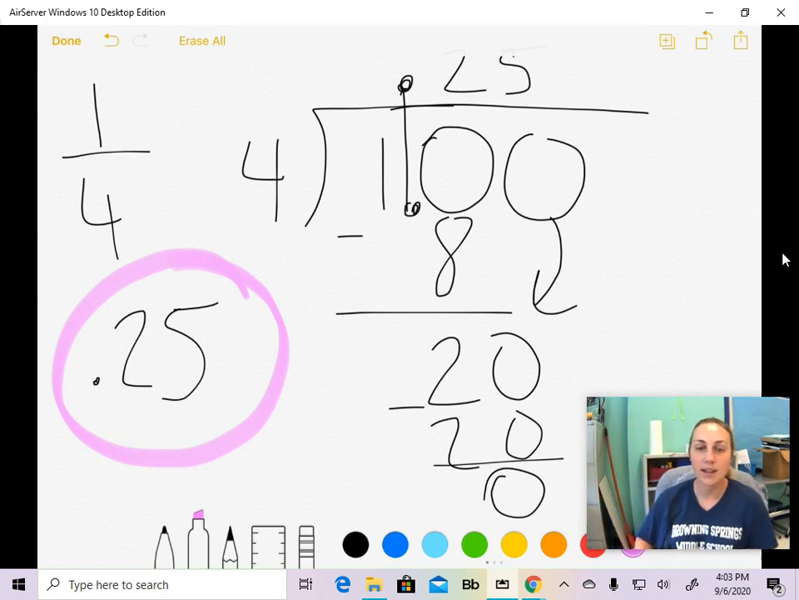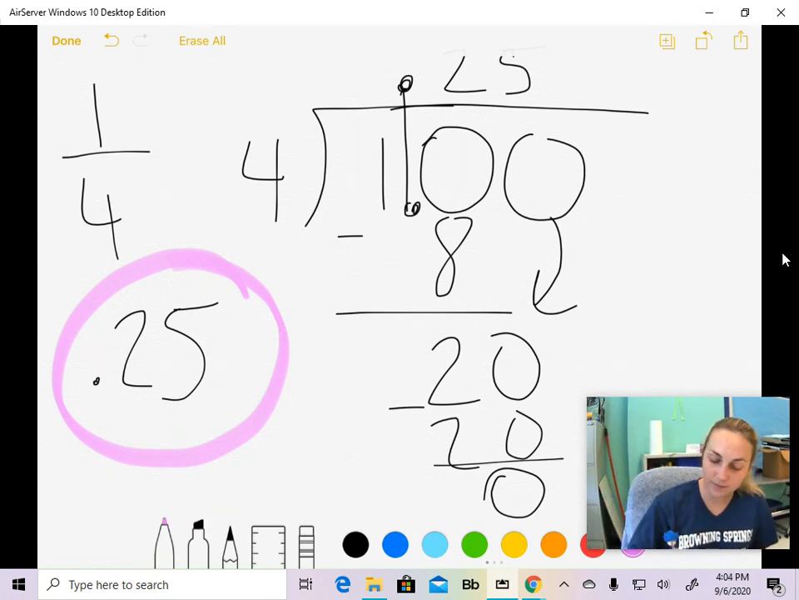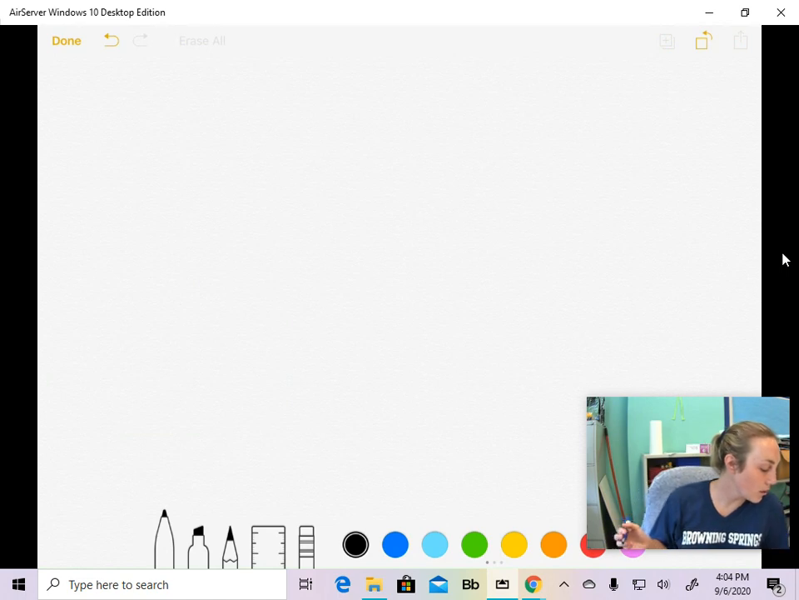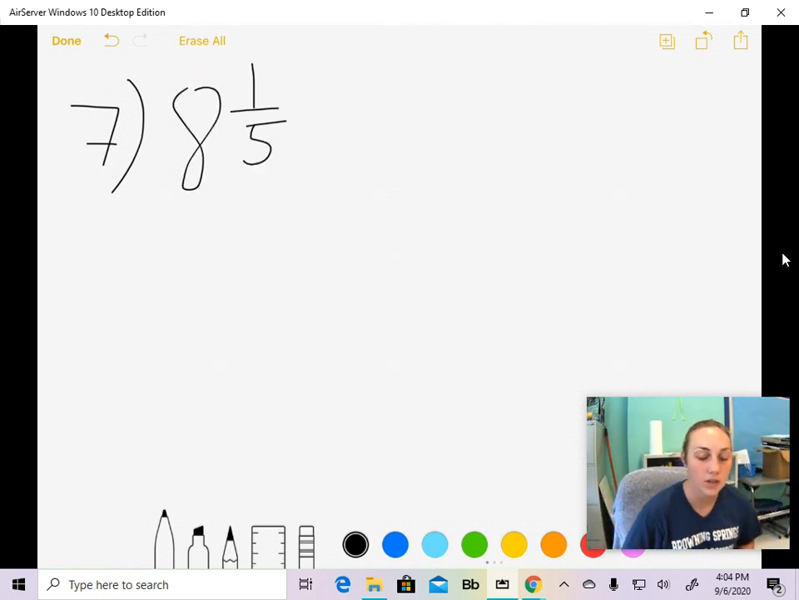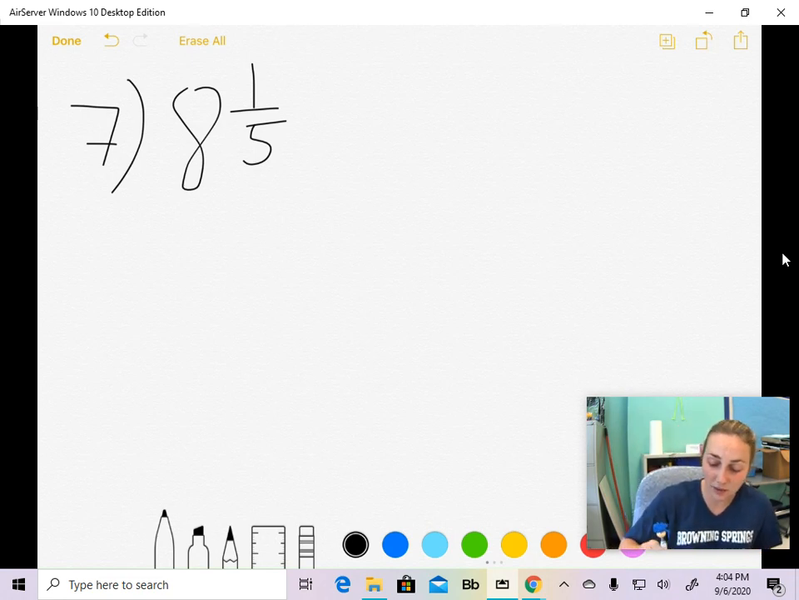All right, let's do another one real quick. Let's go to number 7. And the reason I chose this one is because it is actually going to be a mixed number. It's 8 and 1/5. So there's a few ways you can do this. You can either change this mixed number into an improper fraction and do it that way, or you can just take out the 8 for now. Just take it out for now and then reattach it at the very end. So let's do that real quick.